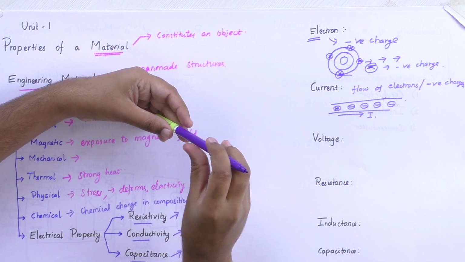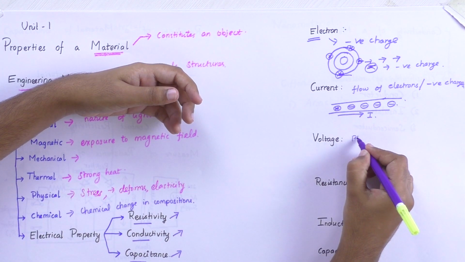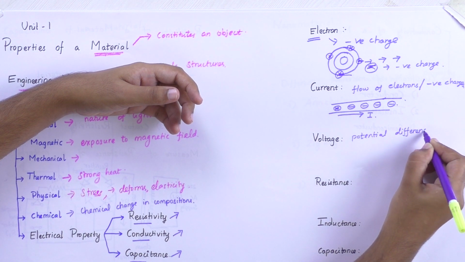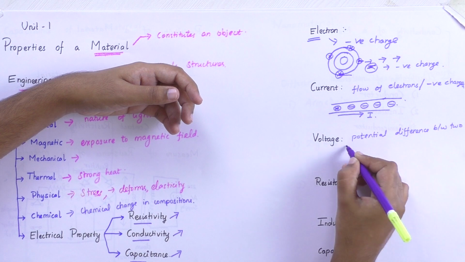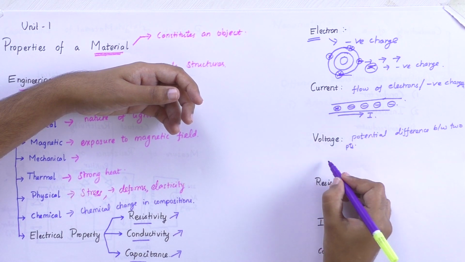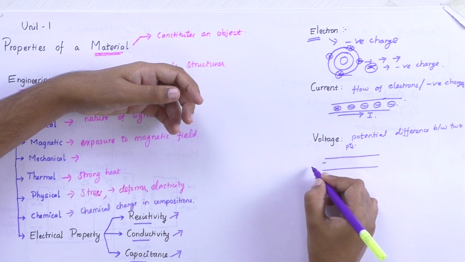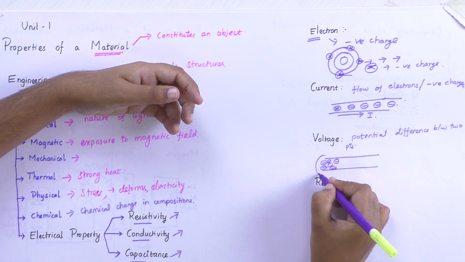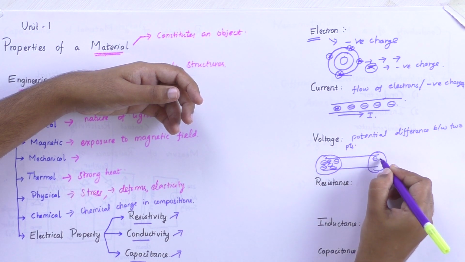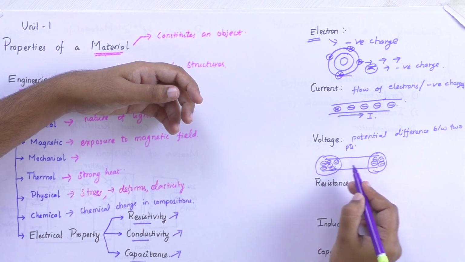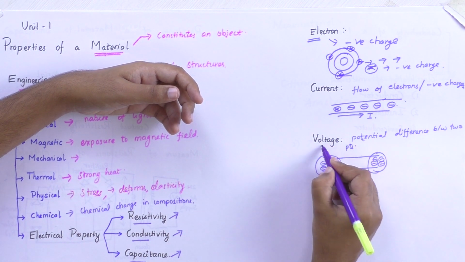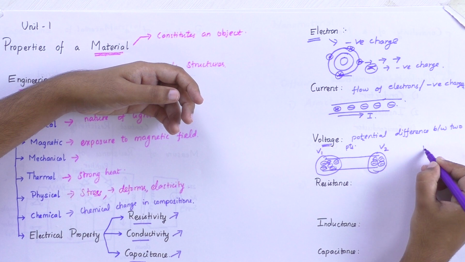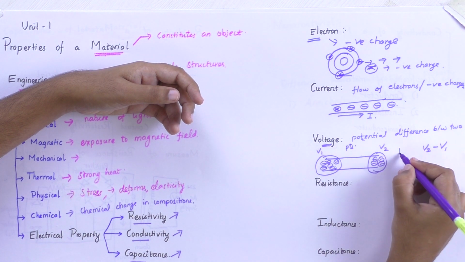Then what do we mean by voltage? Voltage is nothing but a potential difference. First of all, what is a potential difference? Simply, the potential difference between 2 points. If you give a supply or an external force, the density of electrons at this point and the density of electrons at this point, the difference between these 2 points is called voltage. Let us assume this is V2 and this is V1. So V2 minus V1 is called voltage.